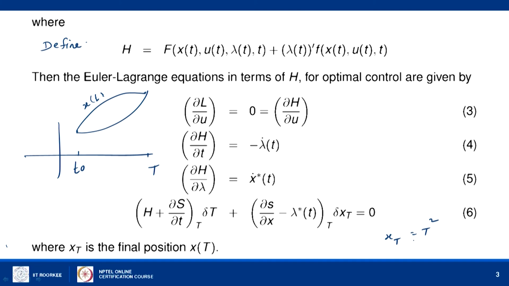So, if you calculate the variation del x suffix t, it is the derivative of this, it is 2t into del capital T. So, we have to substitute this in the place of del x suffix t. So, this will also be in terms of del capital T. We can combine these equations. So, finally, what we will get is the following.